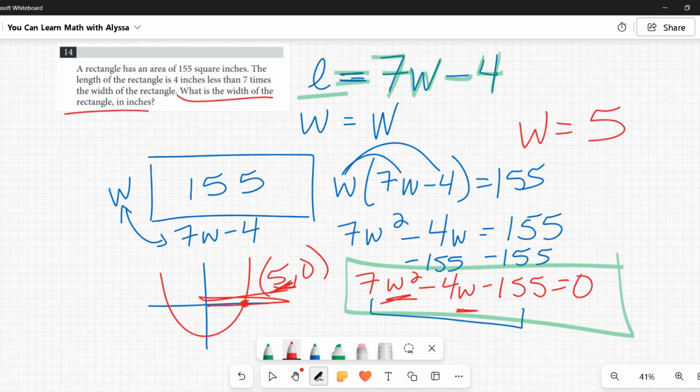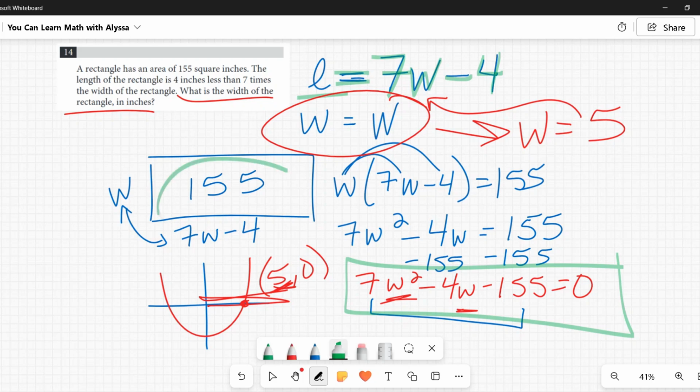What is the width of the rectangle in inches? W. W is 5. If they'd asked for length, we would just put it in there. 7 times 5 is 35 minus 4 is 31. And that checks out. 31 times 5 does, in fact, equal 155. So we did that correctly.